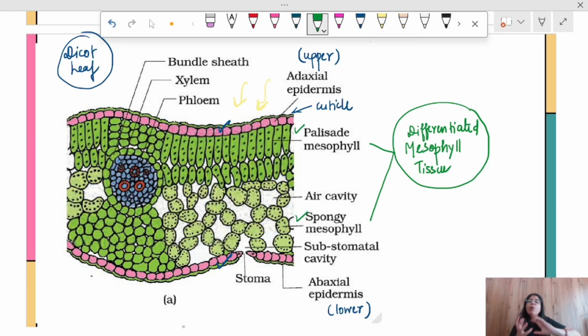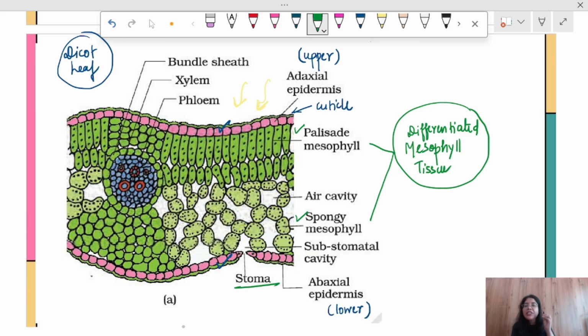Because of the position, one side is receiving more sunlight. That's why the arrangement is like this, and that's why the characters of the mesophyll differ. That is the reason that mesophyll is differentiated here, because the dicot leaf is not receiving equal amount of sunlight from all the sides. So you have palisade mesophyll and spongy mesophyll. Along with that, you can see vascular bundles covered by bundle sheath cells, xylem and phloem. Another thing, you can see the arrangement of stomata.